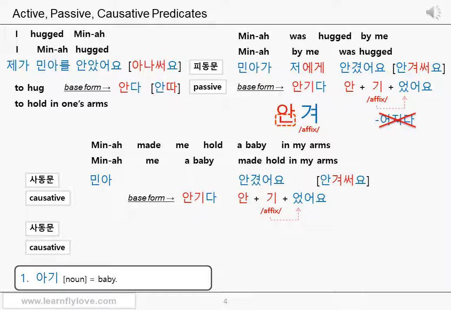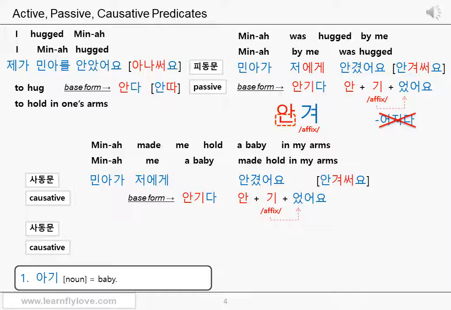Let's see the subject then. 미나 is just 미나. Let's use the subject particle 가. 미나가. If you use the auxiliary particle 는, it will provide a nuance of comparing. So let's just use the subject particle 가. 미나가. Me. The subject Mina gave a baby to me. So you can use the particle 에게, right? To me. The subject did the causative verb to me. 저에게. 안겼어요 means the subject Mina handed the baby to you and made you hold it in your arms.